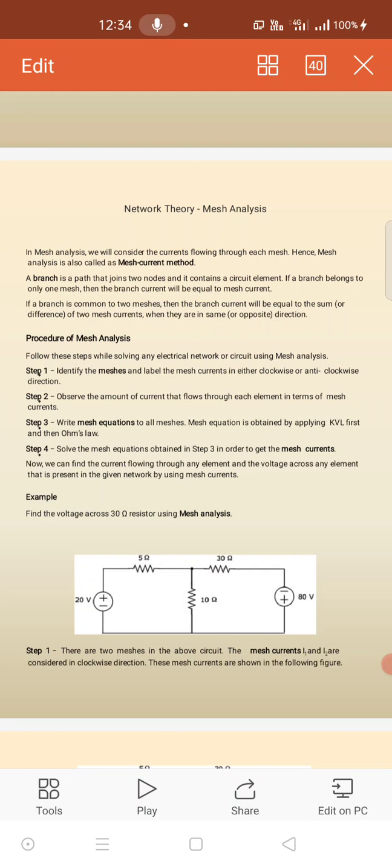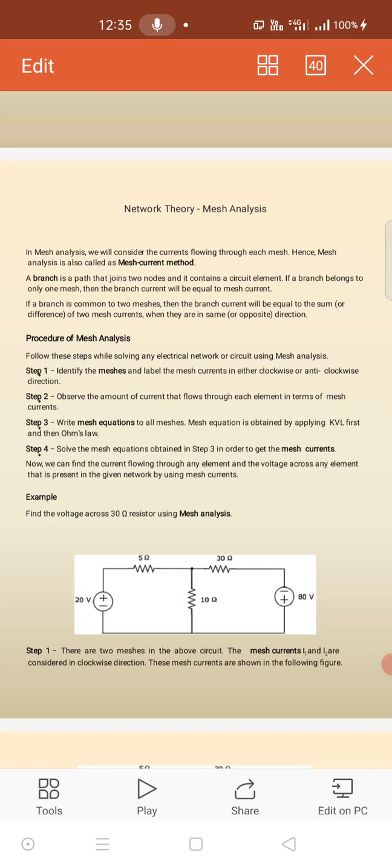In mesh analysis, we will consider the current flowing through each mesh. Hence, mesh analysis is also called the mesh current method. Node analysis is used for the node voltage method. Mesh analysis is used for the mesh current method.